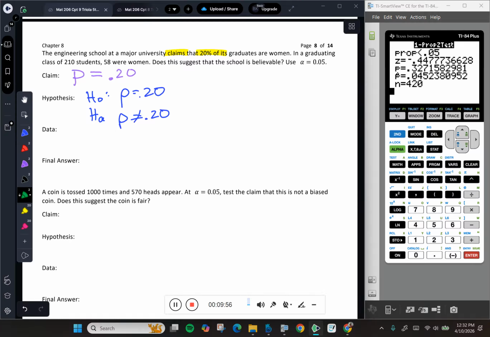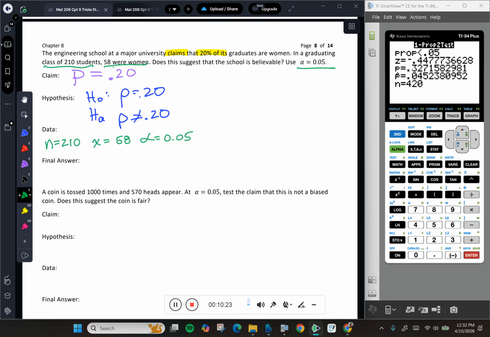I need some data so I can run a test. So I'm going to go through and see what I can find in a graduating class, in a class of 210. So there's my data sample size. 58 were women. Okay, so there's my number of successes, 58. And I want to use a significance level of 0.05 to run this test.